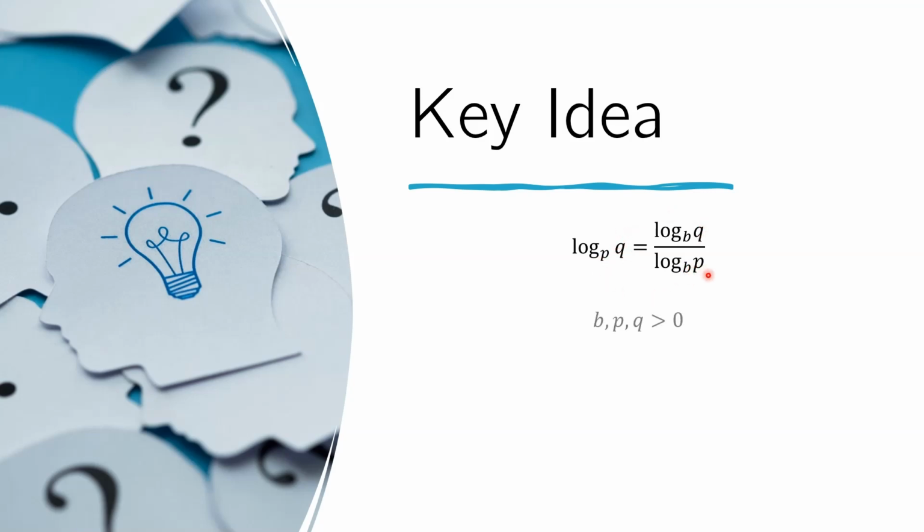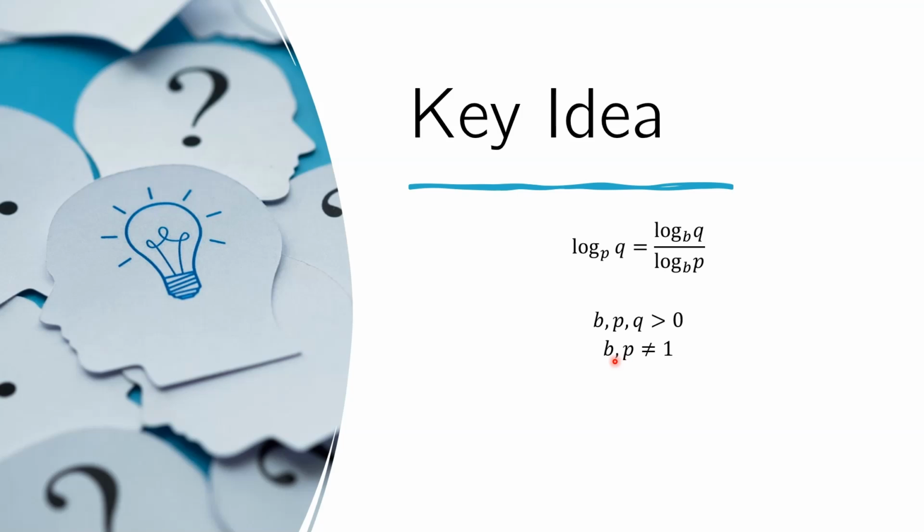Now we have a few restrictions. First is that we'd want b, p, and q to be positive numbers. We don't want them to be zero or less, because if it's less than zero, then we don't know how to define log. And when it's zero, we also don't know how to define log. So we want them to be greater than zero.